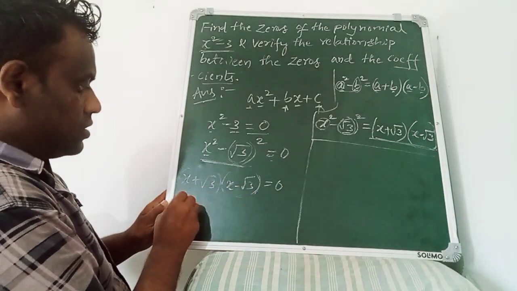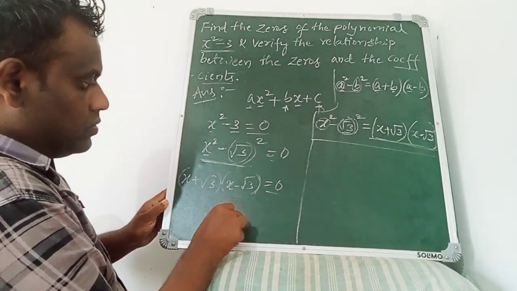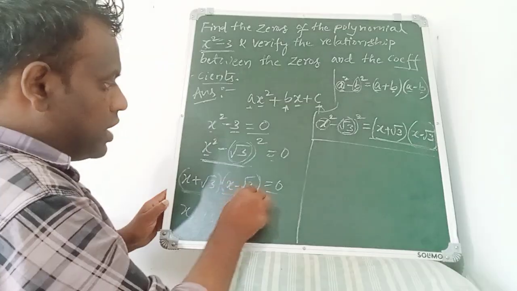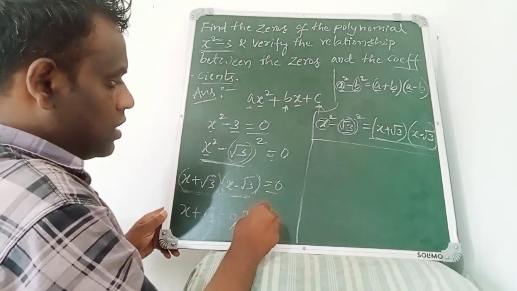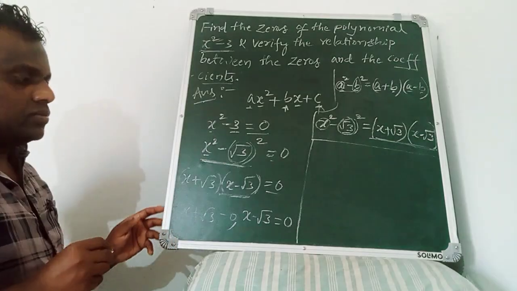So first I will take this. So x plus root 3 is equal to 0. Next, take this separately. x minus root 3 is equal to 0, like that.